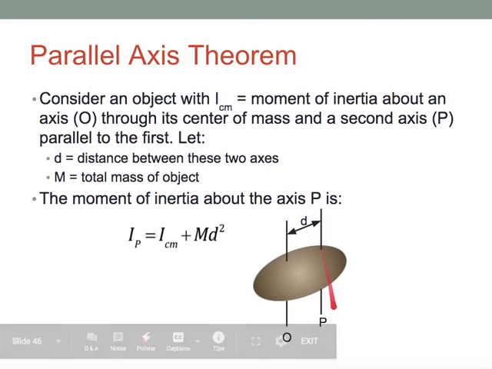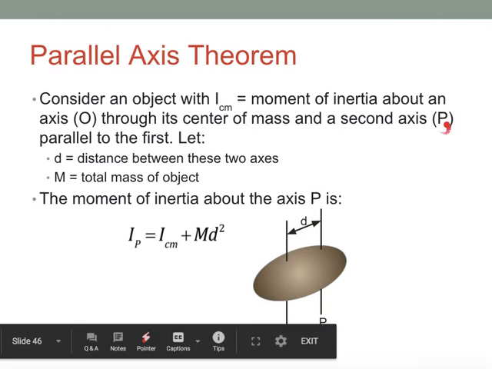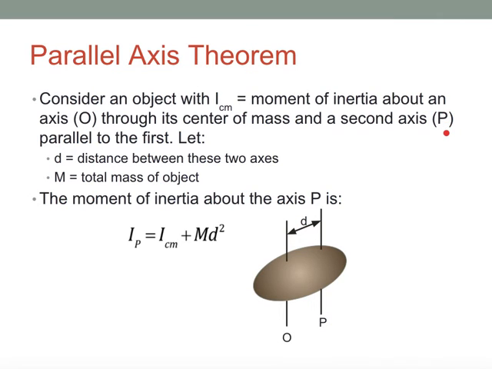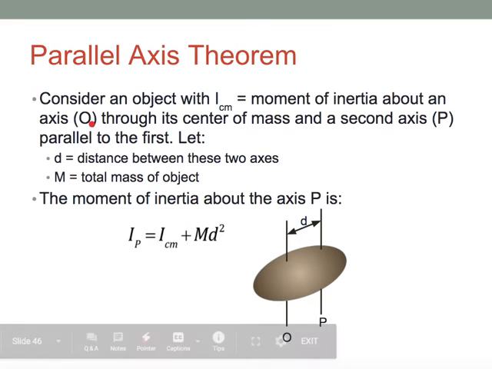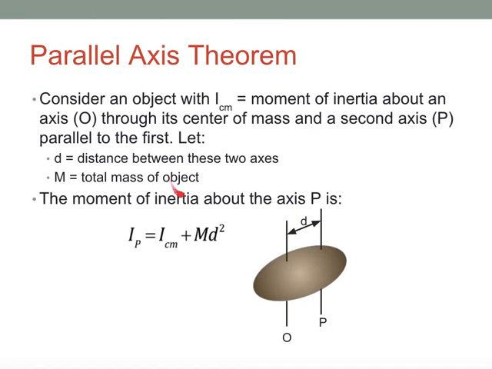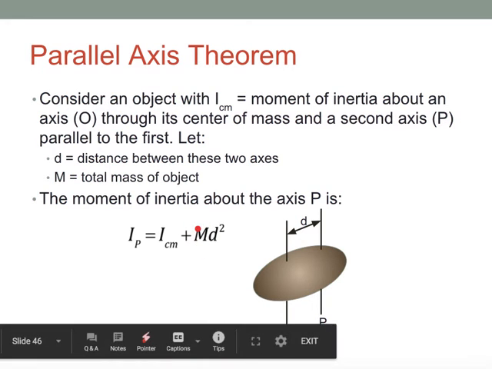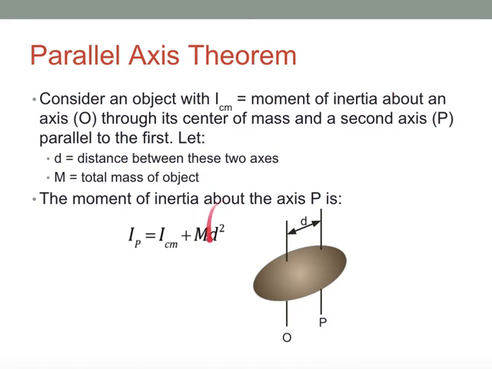Then we have a second axis, which is called axis P right here, that is parallel to the first axis. It is not through its center of mass. Then the moment of inertia about P is the moment of inertia about O, which is this one through the center of mass, plus the total mass of the object times the distance between the two axes of rotation squared.